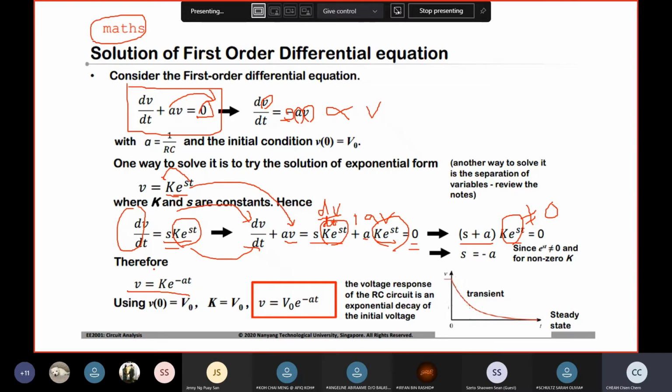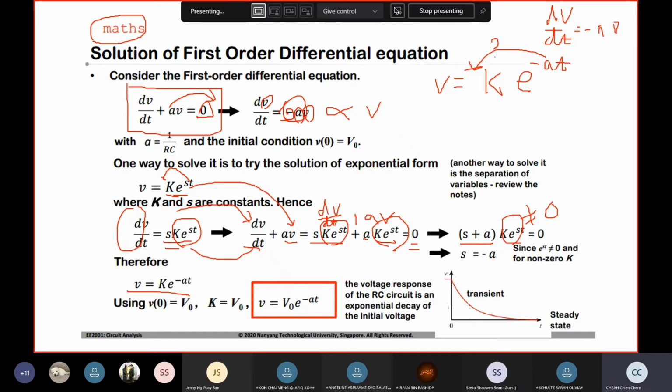And finally, K is the initial voltage. Why? Because if you look at this equation, V is equal to K, the unknown. We want something which is e to the power of negative At, so that when you differentiate with respect to time, you get negative A to the front. This is what we want over here, multiplied by V. But what about K? Now, K is actually the initial voltage.